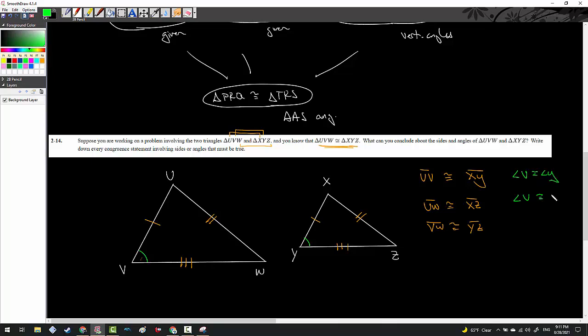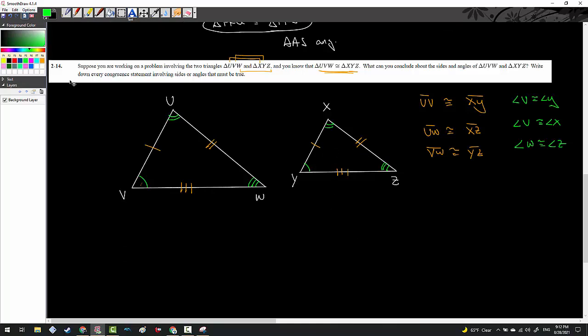Angle U is congruent to angle X. So I'll go ahead and throw a double bubble on that guy. And then angle W is congruent to angle Z. What this problem is trying to teach you is that when two triangles are congruent, it means that their corresponding sides and angles will also be congruent.